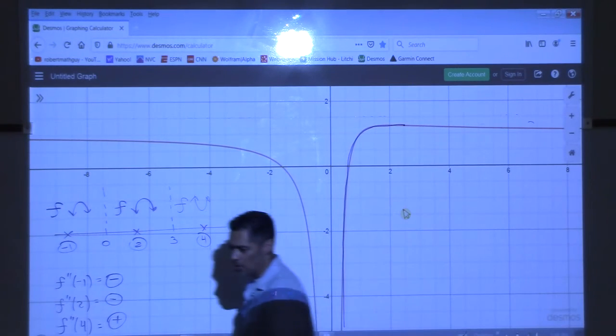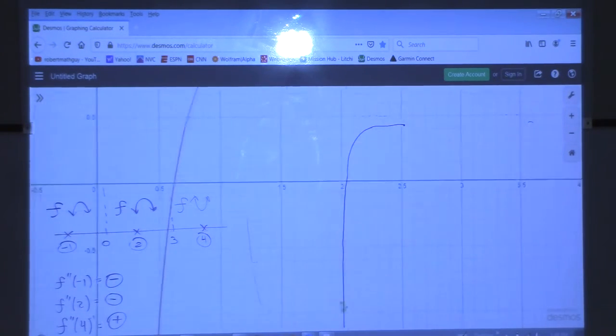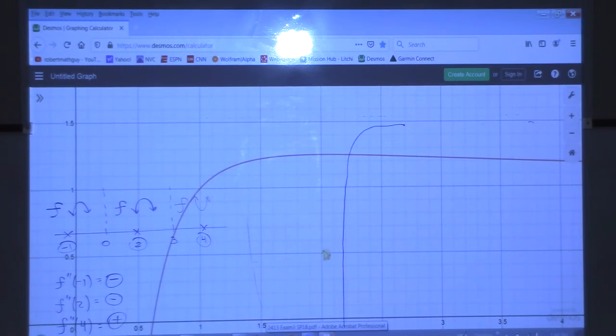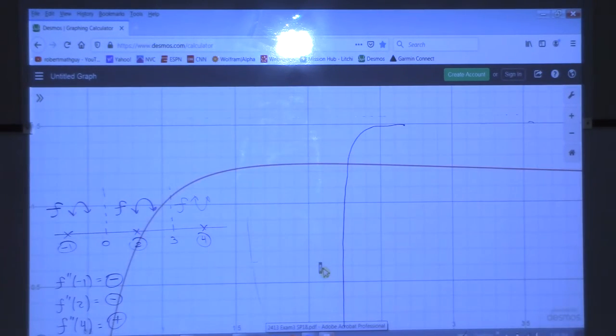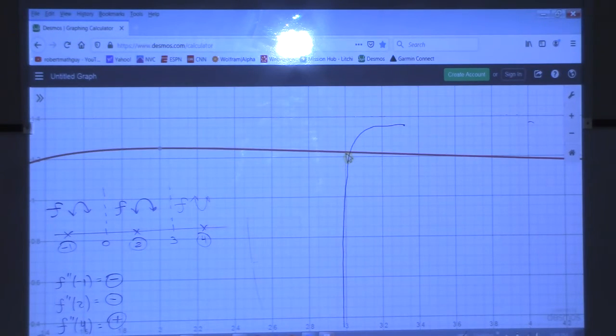Now let me see if I can do any sort of zooming. Yeah, I might be able to do it if I zoom in enough. Yeah, I don't know if that helps. Here's the point right here. That's the point where we have it, where it goes from a smile to a frown.